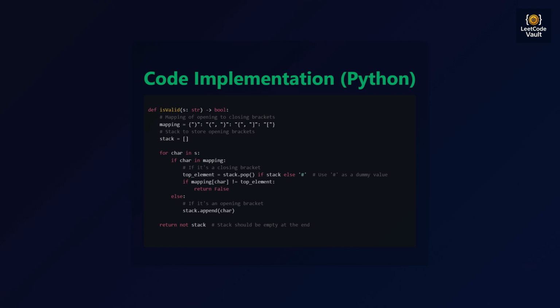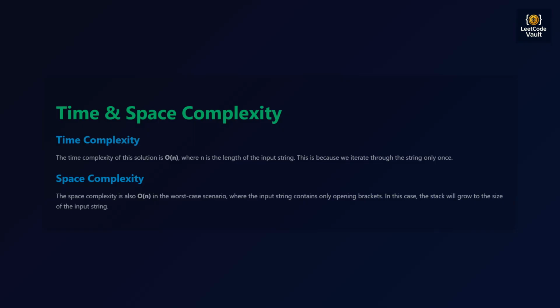Code implementation. Let's see the code in Python. We'll start by creating a stack. Then we loop through the string. For each character, we check if it's an opening parenthesis. If so, we push it to the stack. If it's a closing parenthesis, we check the stack. If the stack is empty or the top element doesn't match, we return false. Otherwise, we pop from the stack. Finally, we check if the stack is empty. If it is, the string is valid, and we return true. It's concise and highly efficient. Remember to handle different types of brackets correctly in your matching logic.